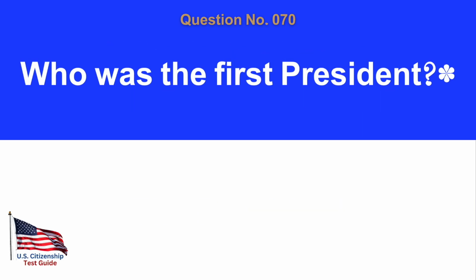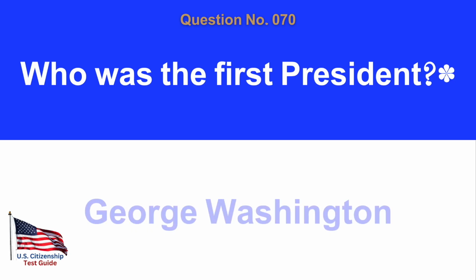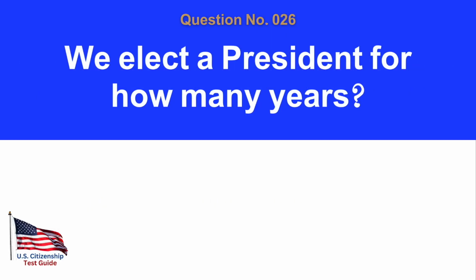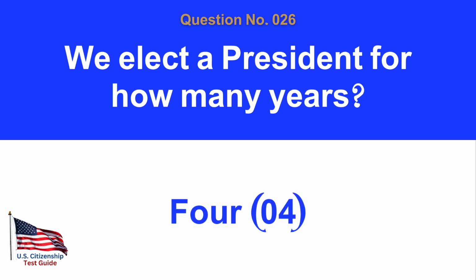Who was the first president? George Washington. We elect a president for how many years? Four.